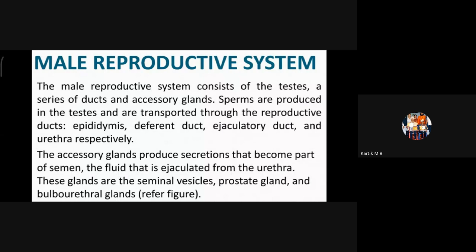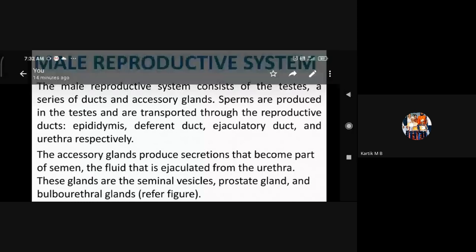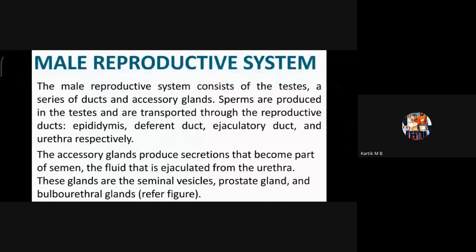Okay, so in the male reproductive system, the only pathway is the urethra, through which sperm and urine both come out. But it's not the same in the case of females. It is only in males that the urethra is the only pathway for both sperm and urine, but it is not possible for both to come out at one time. When sperm comes out, urine cannot come out. That is the beauty of the human body, that when sperm comes out of the urethra, the pathway for urination is blocked.